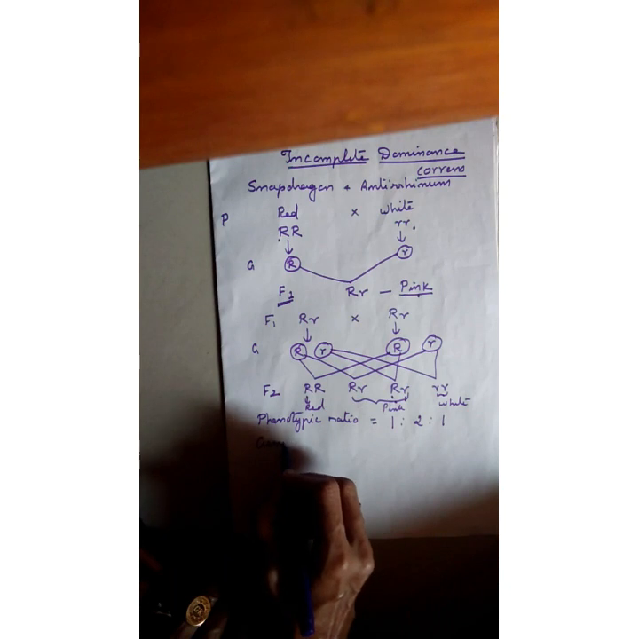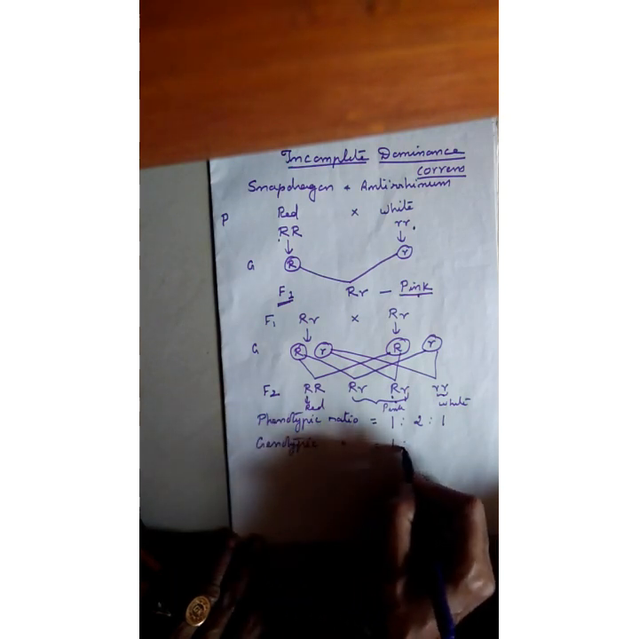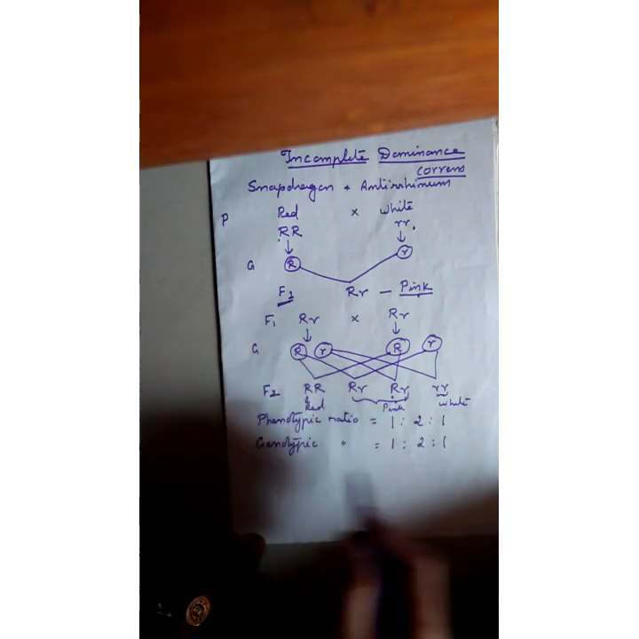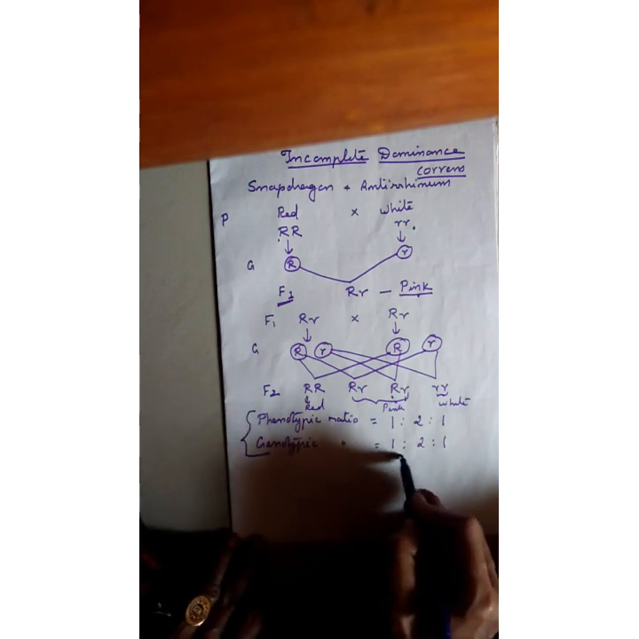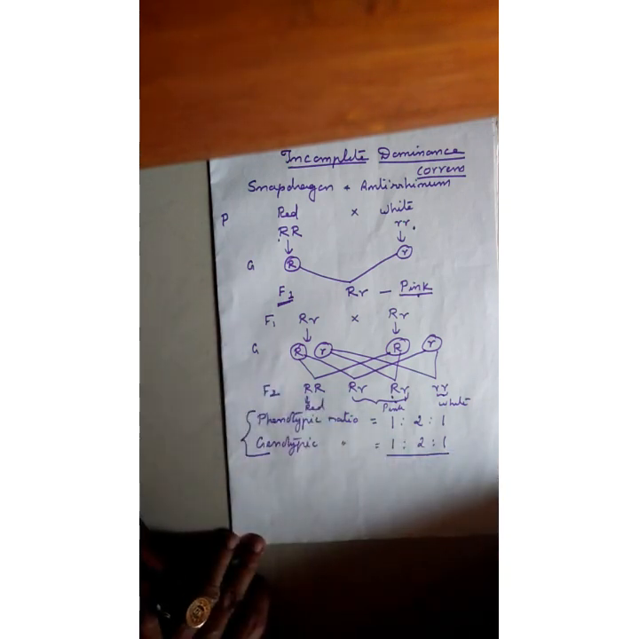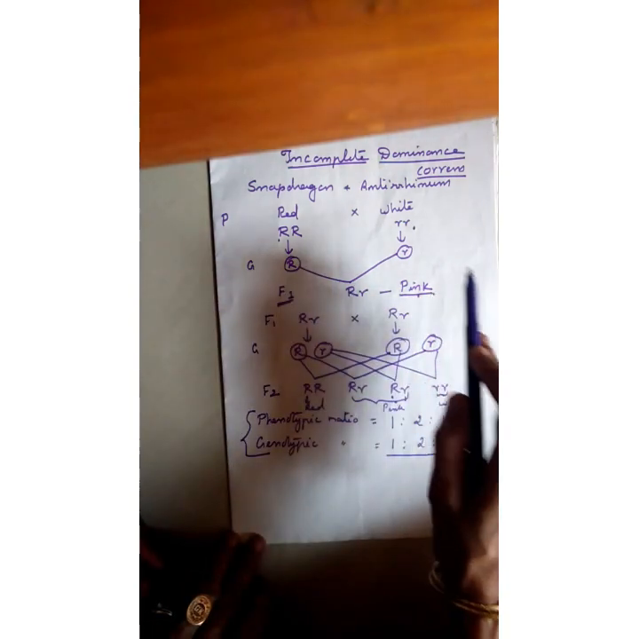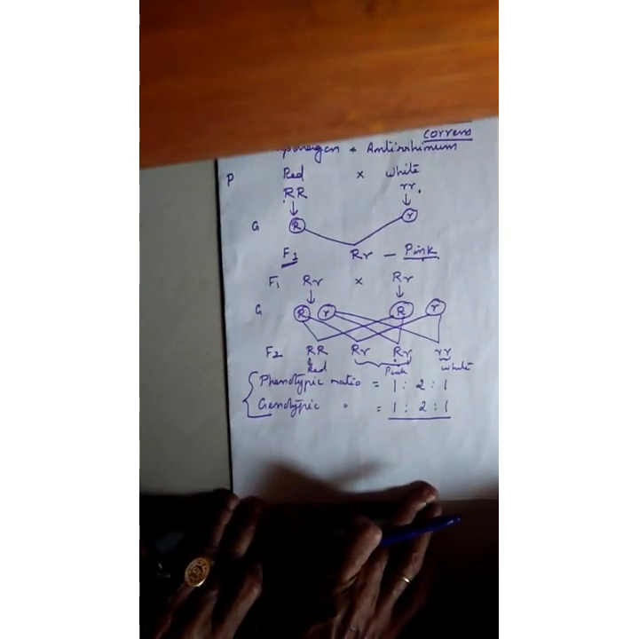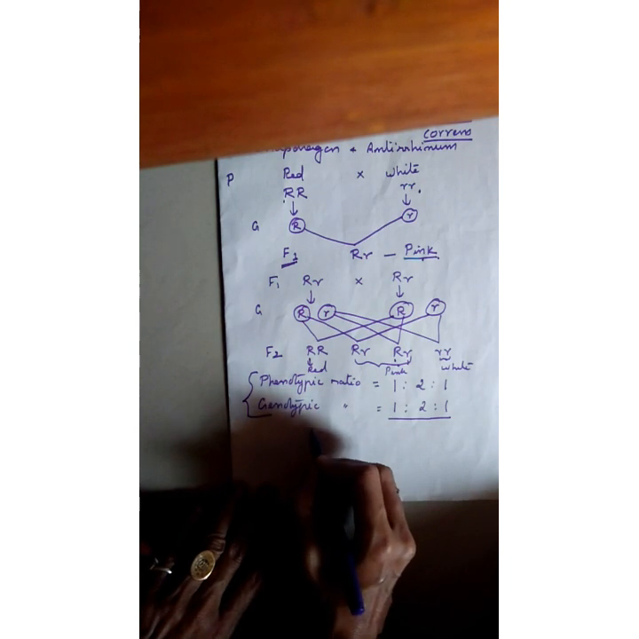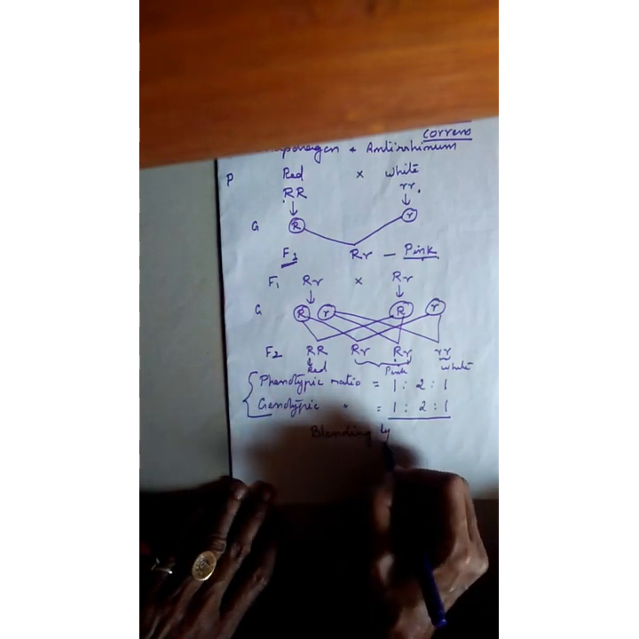Now let us pass on to genotypic ratio. That is also the same, 1 red, 2 pink and 1 white. So in incomplete dominance, both phenotypic and genotypic ratio is 1:2:1. F1 generation is intermediate between the parents. Now a question arises, why should we not call this a blending type of inheritance?